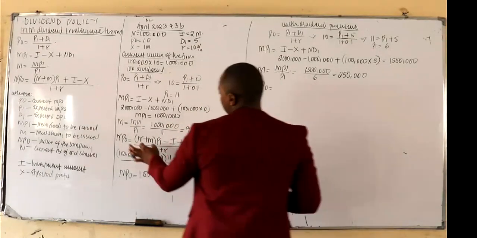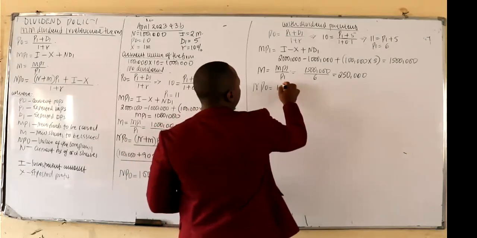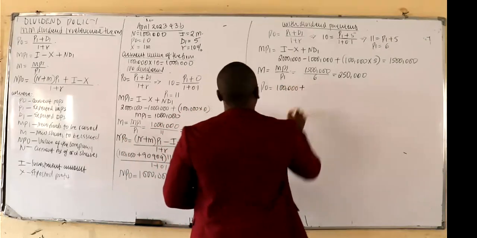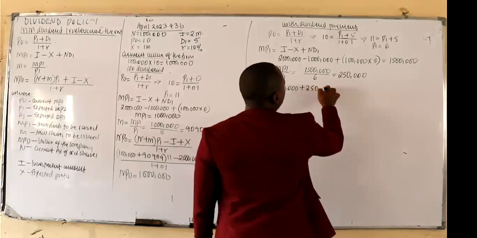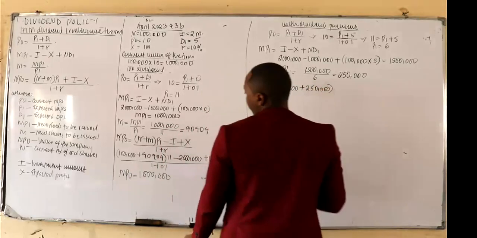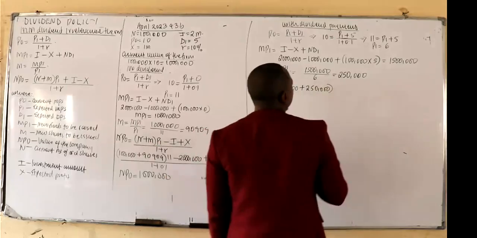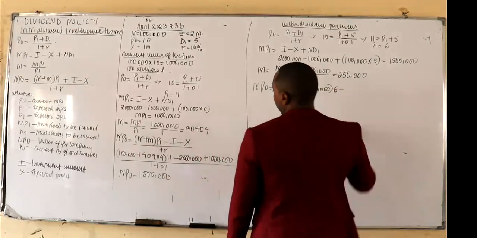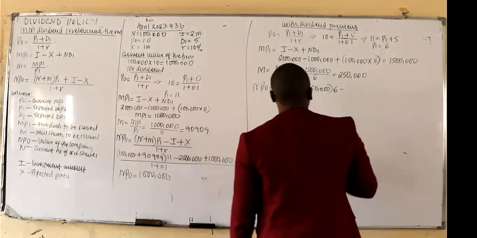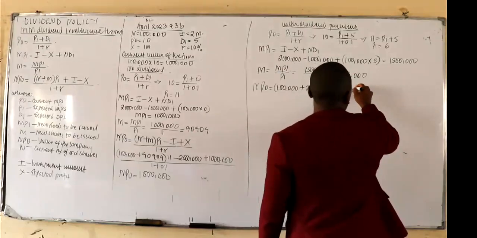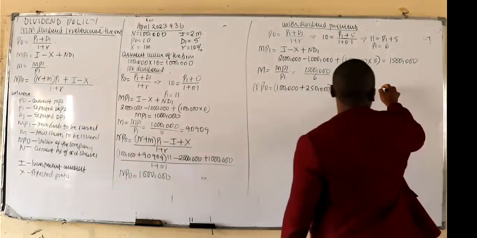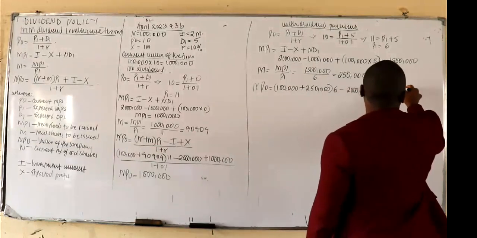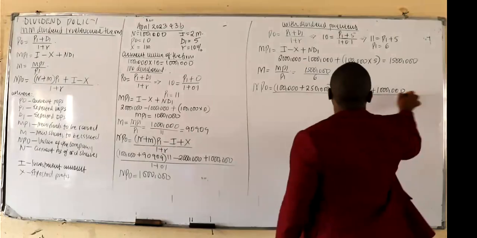Then from there, we can get the value of the company. You take the current number of shares, which is 100,000, plus the number of new shares to be issued, which is 250,000. Then you multiply by P1, which is 6. You minus the expected investment of 2 million, plus the expected profit of 1 million, over 1 plus R.